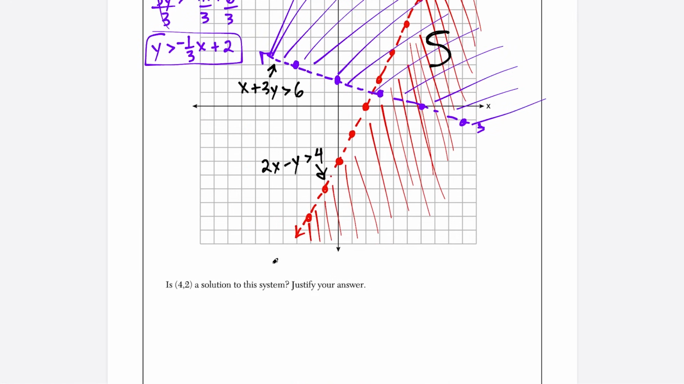So now for the last part of this question, is (4, 2) a solution to this system? And we have to justify our answer. So for this part, we could just plot the point (4, 2). So we go to the right 1, 2, 3, 4, and then we go up 2. And notice that this point here lies in the solution set S. It's in the overlap of both inequalities here. So we could say, for one, that yes, this is a solution. And the justification here is that it lies in the overlap of both inequalities.